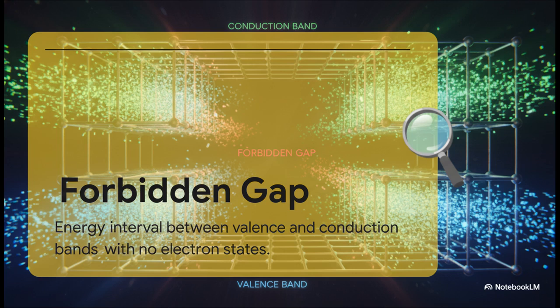But right between them lies a physical chasm called the forbidden gap, or the band gap. And the wild part? According to quantum mechanics, absolutely no electron can exist in this empty interval. They literally have to find enough energy to leap entirely across it.